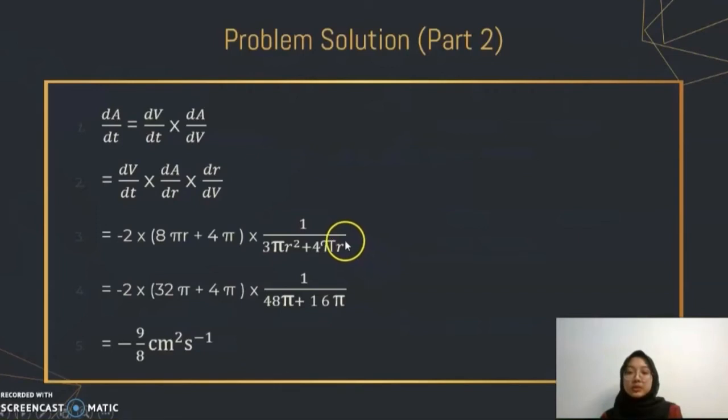And we will replace r, which is 4, and it will become -2 times 32 pi plus 4 pi times 1 over 48 pi plus 16 pi. We will calculate all of this, and the final answer will become -9 over 8 centimeters squared per second.